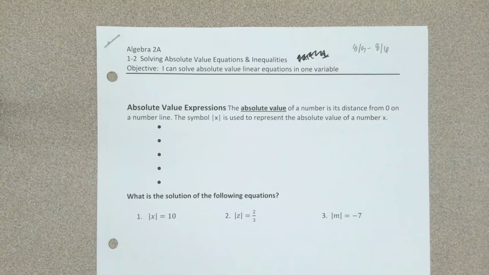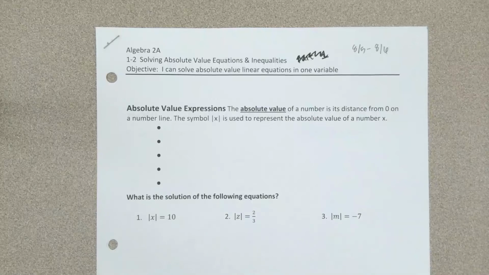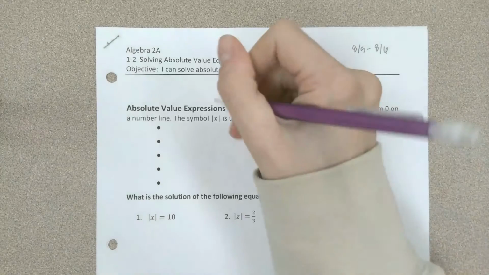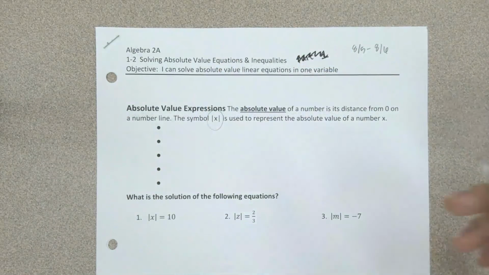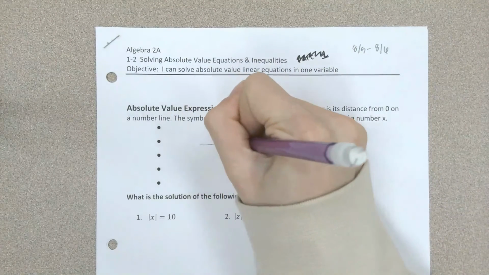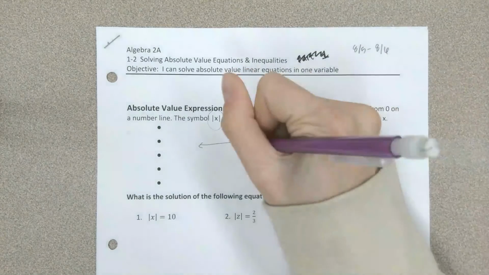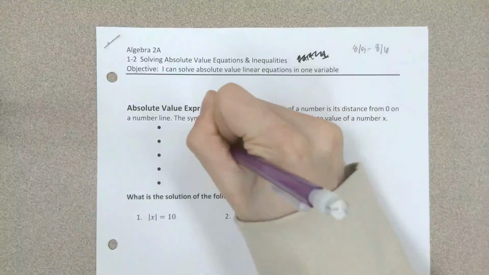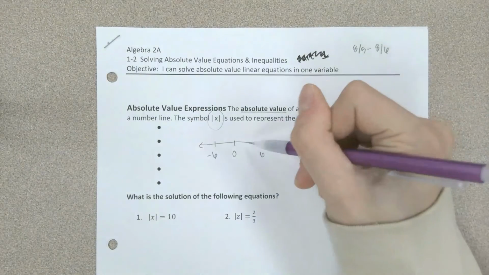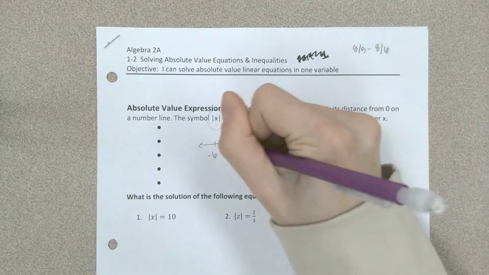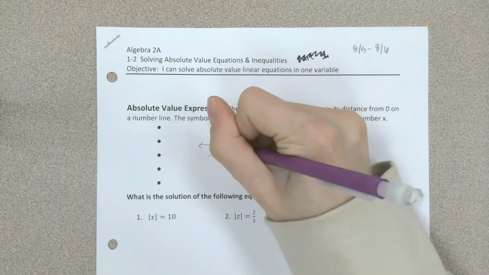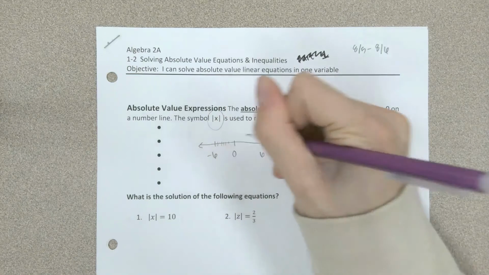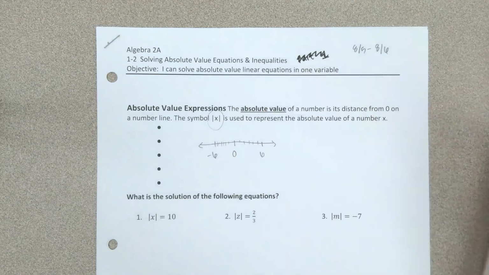So we did absolute value today. The absolute value of a number is the distance from 0 on a number line, okay? It is represented by these two long straight up and down bars. Say we had a number line, here is 0, here is 6, and here is -6. Both of these are 6 units away. 1, 2, 3, 4, 5, 6. 1, 2, 3, 4, 5, 6 units away from 0.